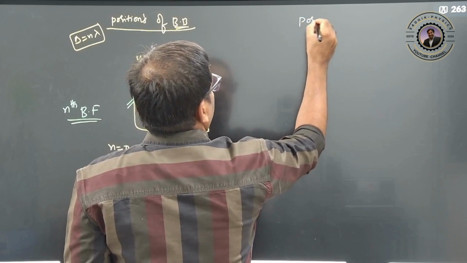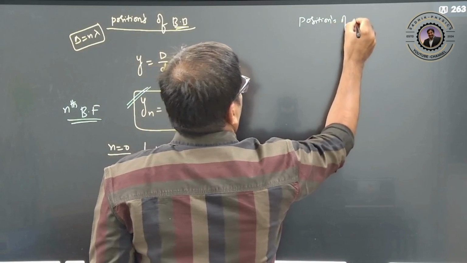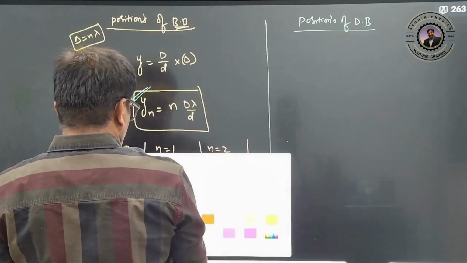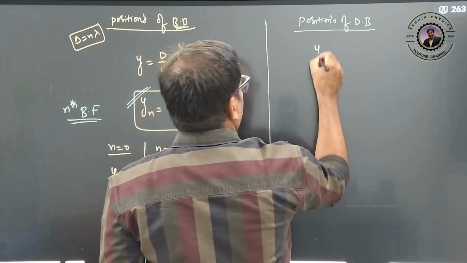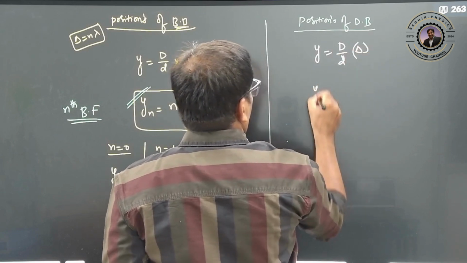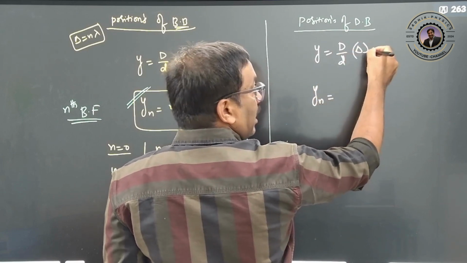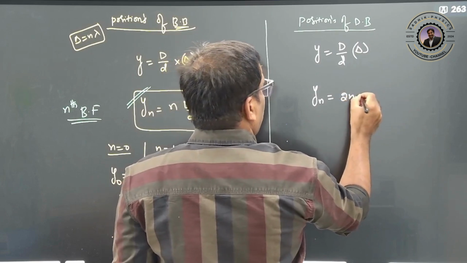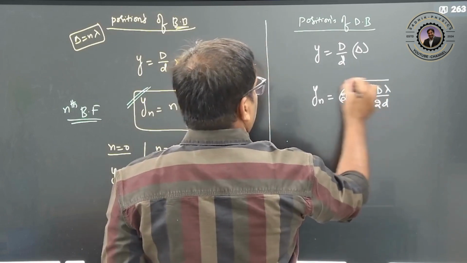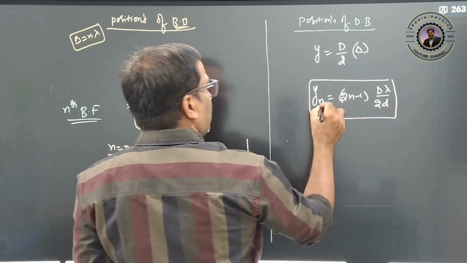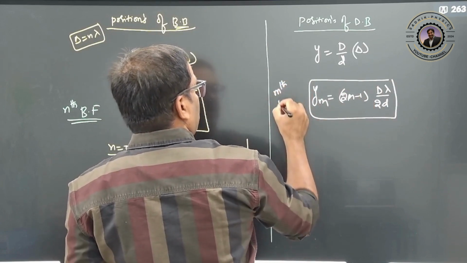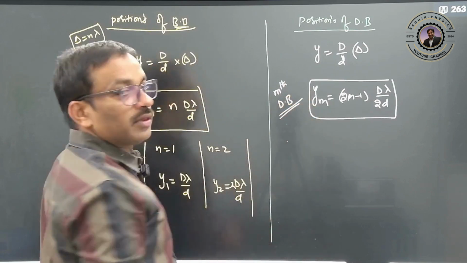Now we will go for the positions of dark bands, the dark fringes. What is the position of our dark fringes? We know y is equal to D by d into delta, and for dark fringes delta is 2n minus 1 into lambda by 2. Therefore y is (2n minus 1) D lambda by 2d. I will write it as m, so these are the positions of the mth dark bands.